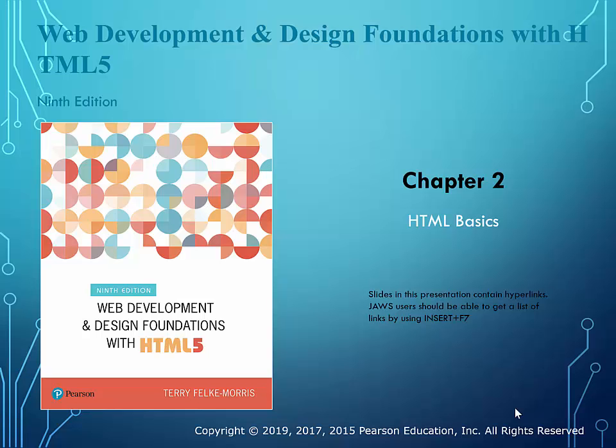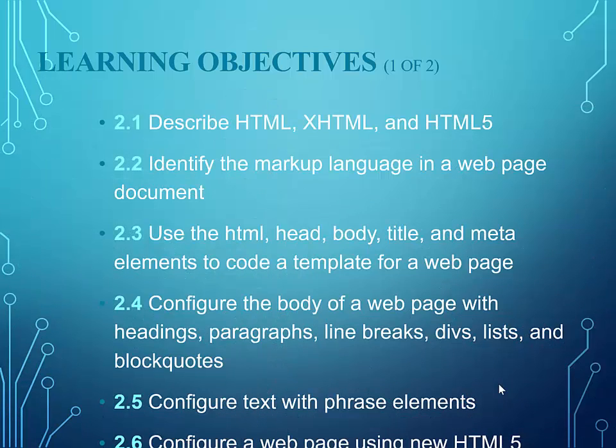This is chapter 2 out of our ITS 227 textbook on HTML basics. We're going to be taking a look at some stuff on HTML, HTML5. We're going to identify exactly what a markup language is. We're going to look at some basic parts, the head, the DDT, title, and some meta tags. We'll configure the body, we'll configure some text and phrase elements. And we'll kind of do a whole bunch of things.